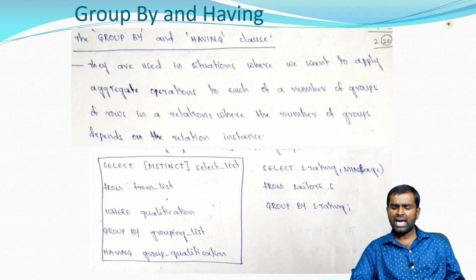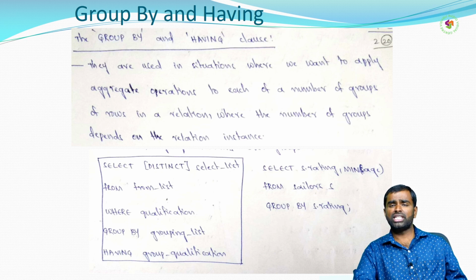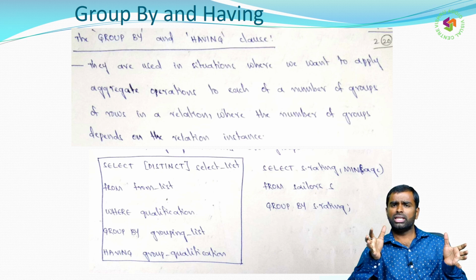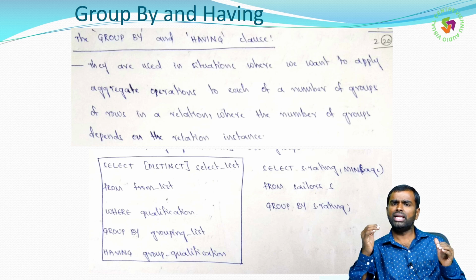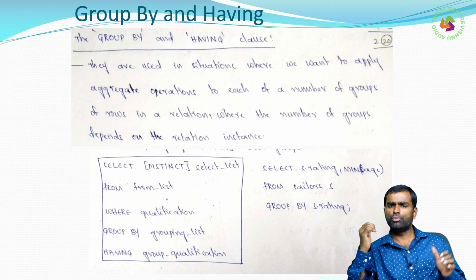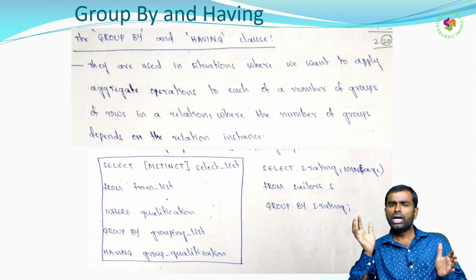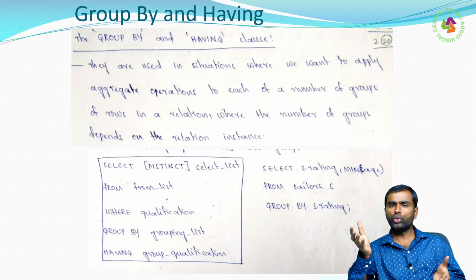These group by and having clauses are used in situations where you want to apply aggregate operations to each of a number of groups of the rows in a relation, where the number of groups depends on the relation instance. If you would like to divide the data into different groups based on some column, for example students, you can divide them into two groups, male and female, based on the gender column.